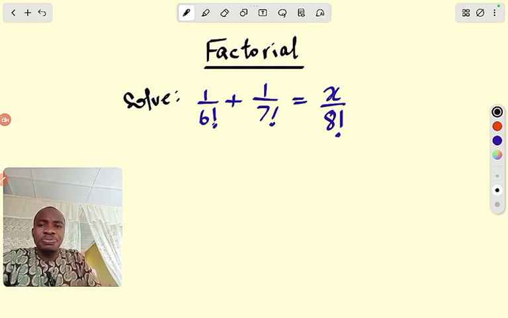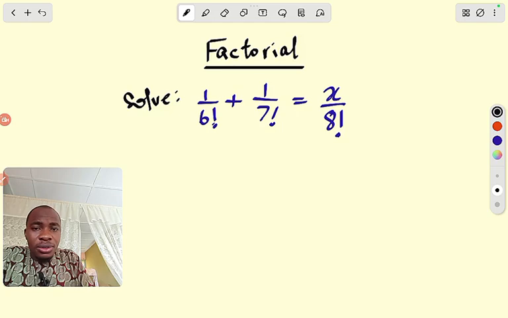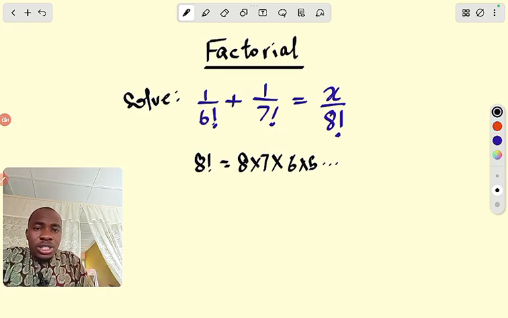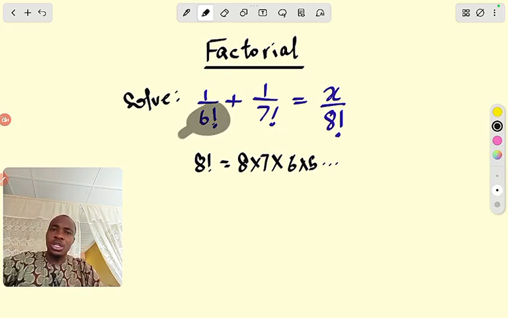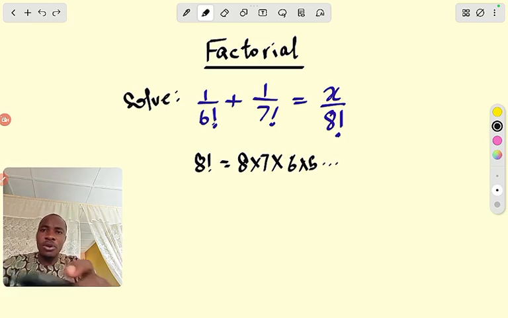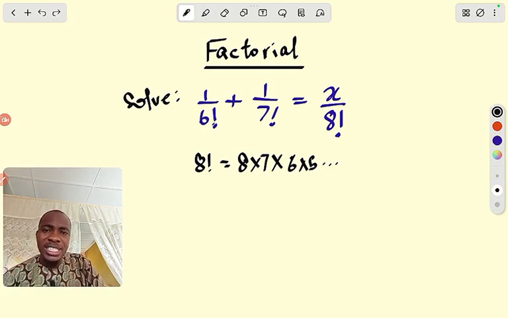Now from here we have 1 over 6 factorial. You should recall that when you have, for example, 8 factorial, it is the same thing as 8 times 7 times 6 times 5 and so on. So now here, because I have 6 factorial to be the smallest, I'm going to express 7 factorial and 8 factorial in terms of 6 factorial.